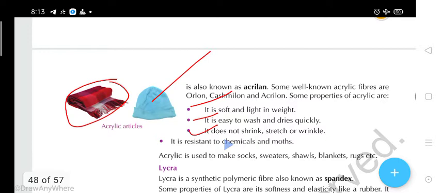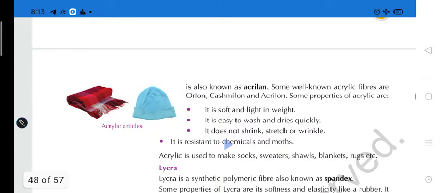It is resistant to chemicals and moths. Students, it cannot be destroyed by the moths, we can say by the organism. Acrylic is used to make socks, sweaters, shawls, blankets, rugs.